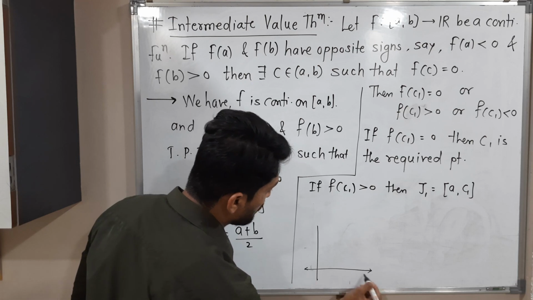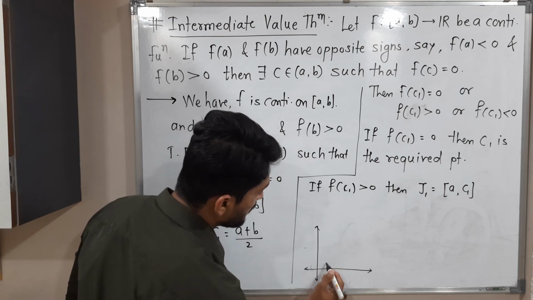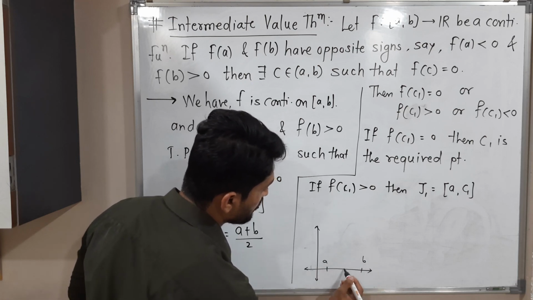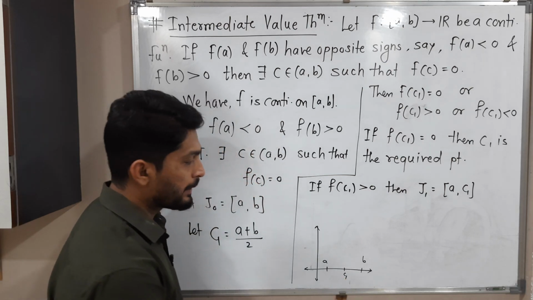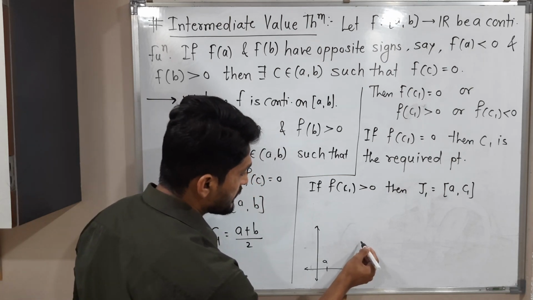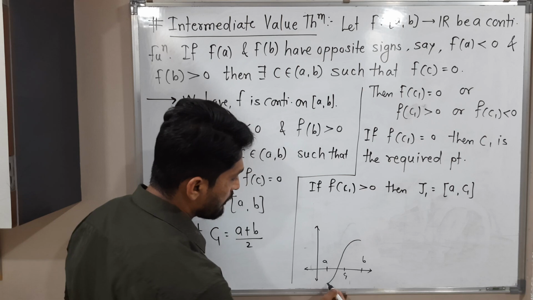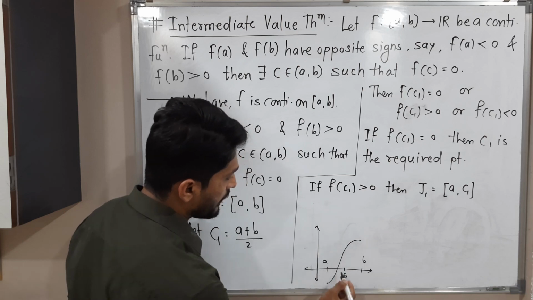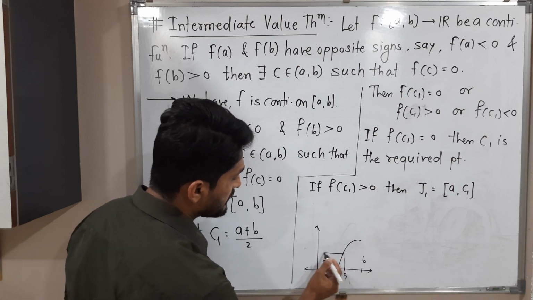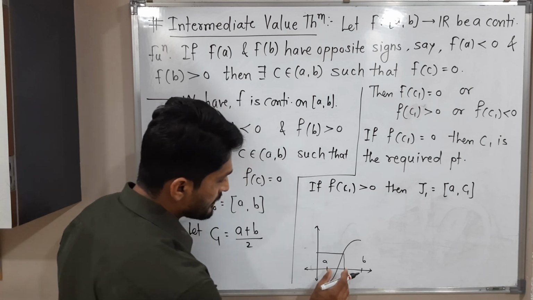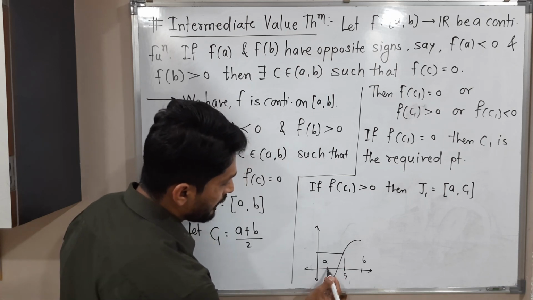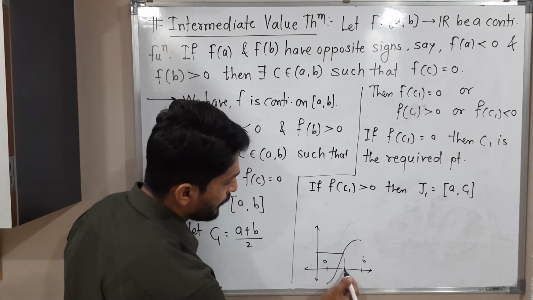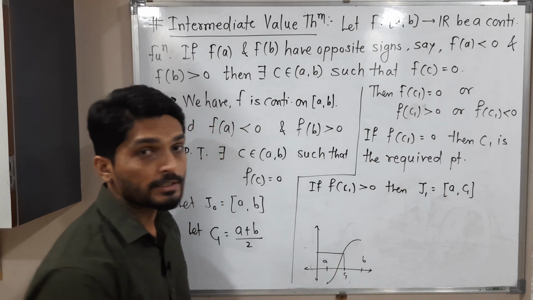Okay, very small diagram I am drawing. A is here, B is here, C1 is here, which is a midpoint. Getting? So the situation is like this. F of A is here, F of B is here. Okay, so C1 is positive, that means like this. So you can easily see at point A the function has negative value, at point C1 the function has positive value.